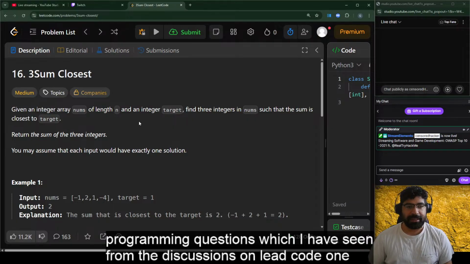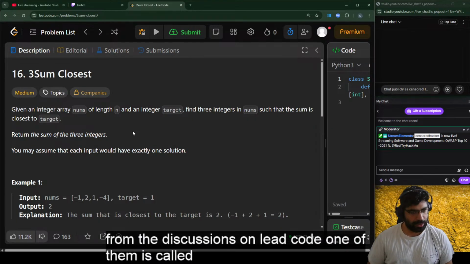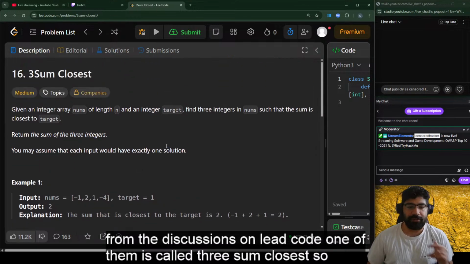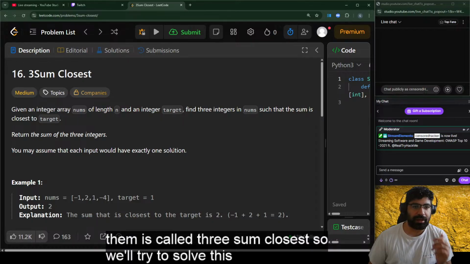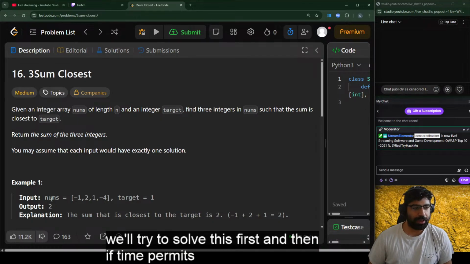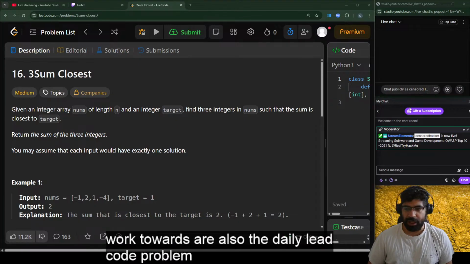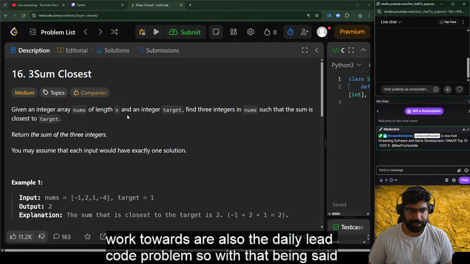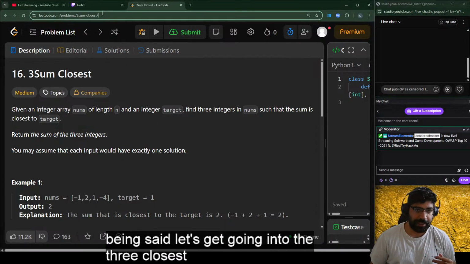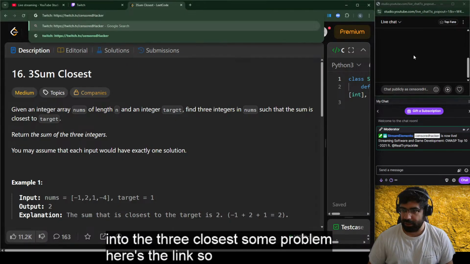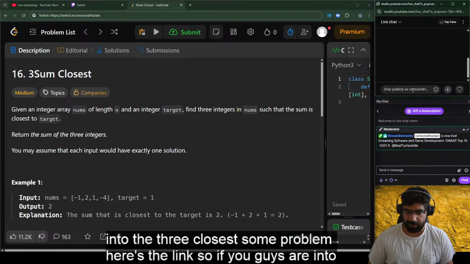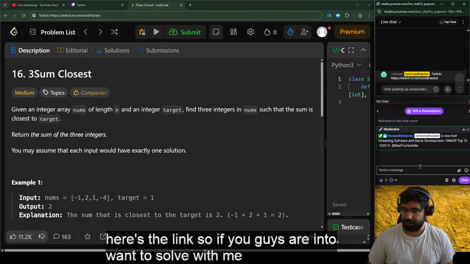One of them is called three sum closest. So we'll try to solve this first, and then if time permits, we are going to work towards the daily LeetCode problem. With that being said, let's get going into the three sum closest problem. Here's the link, so if you guys want to solve with me, here you go.